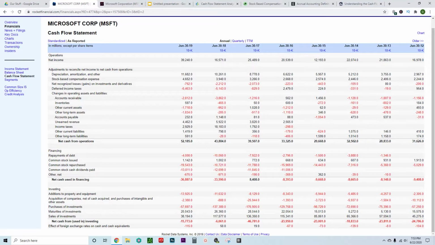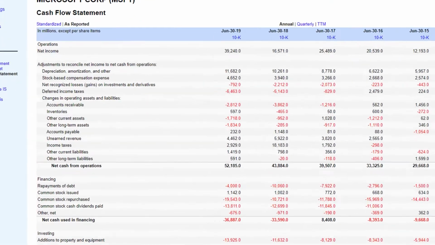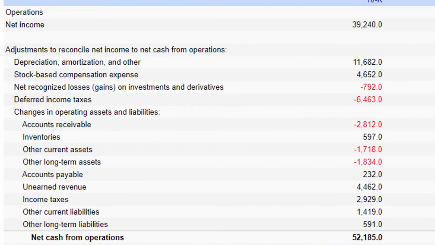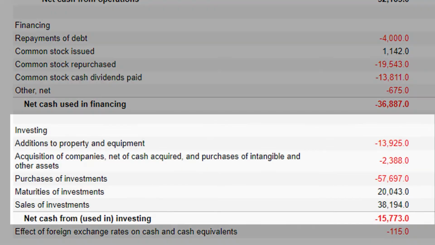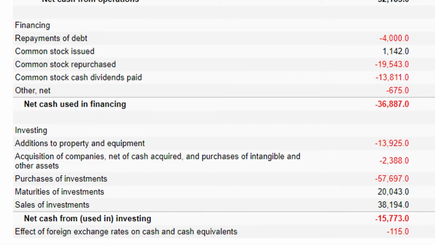All right, so the cash flow statement's broken down into three sections. You have cash from operations, which includes everyday ongoing business operations, cash generated by the company by selling its products or services. Next, you have cash generated from financing activities, which includes issuing or repurchasing common stock, issuing or repaying debt, and also paying dividends. And lastly, you have cash generated from investing activities, which includes property, plant, and equipment additions, so capital expenditures, also acquisitions and sales of companies, purchases and sales of investments, and also maturities of investments. So those are the three sections.